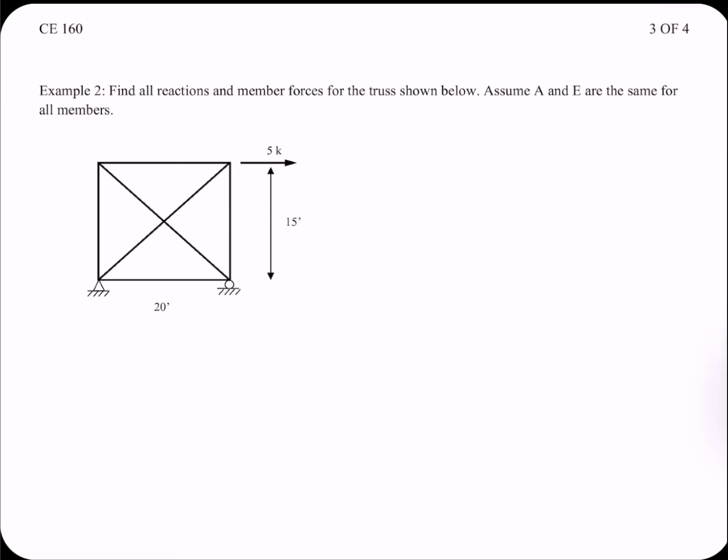For example 2, we're going to find all the reactions and member forces, and we're actually going to do the math out for this one, since it's going to be a little different.